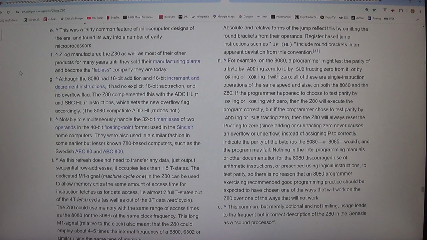7. Although the 8080 had 16-bit addition and 16-bit increment and decrement instructions, it had no explicit 16-bit subtraction, and no overflow flag. The Z80 complemented this with the ADC HL,rr and SBC HL,rr instructions, which set the new overflow flag accordingly. The 8080 compatible ADD HL,rr does not.